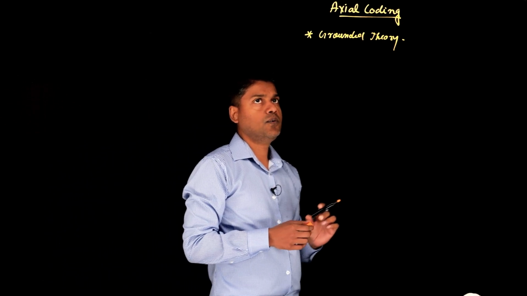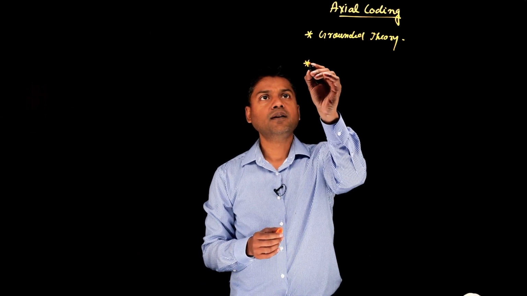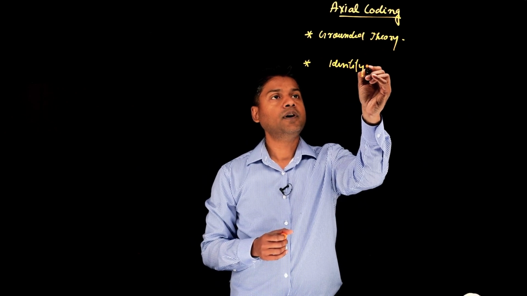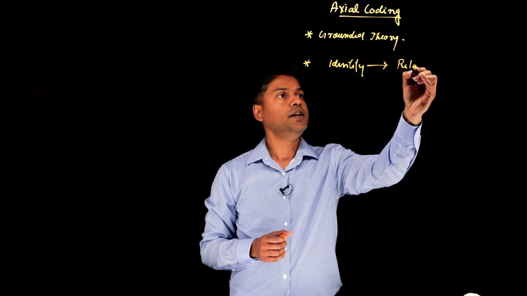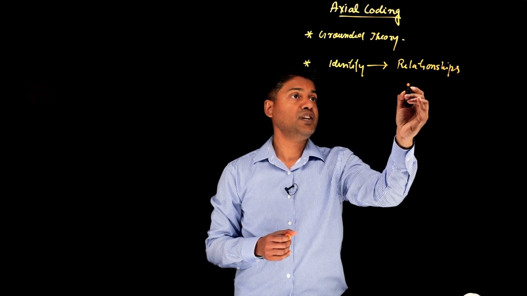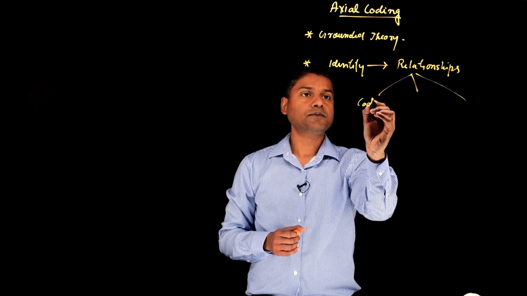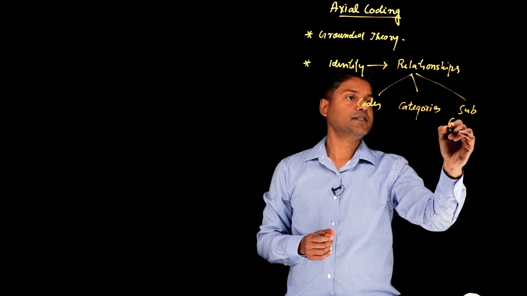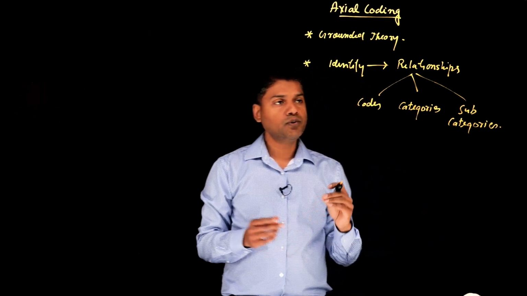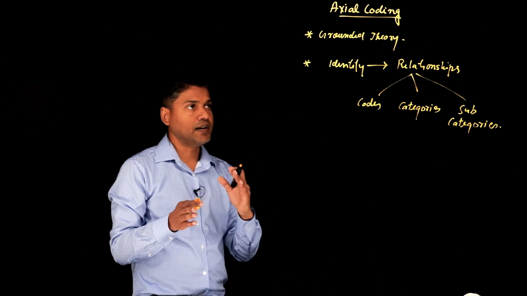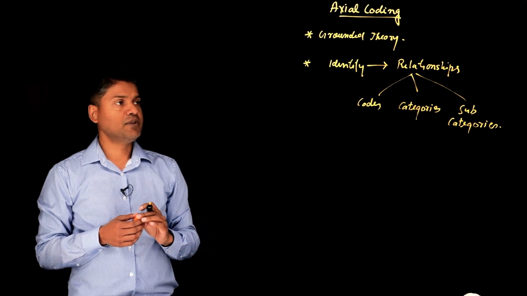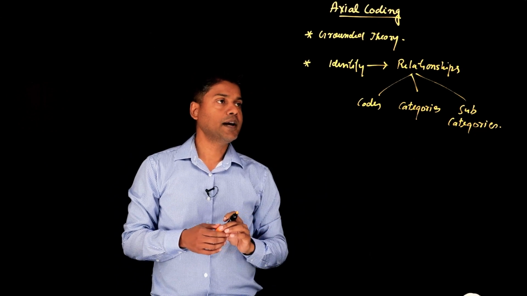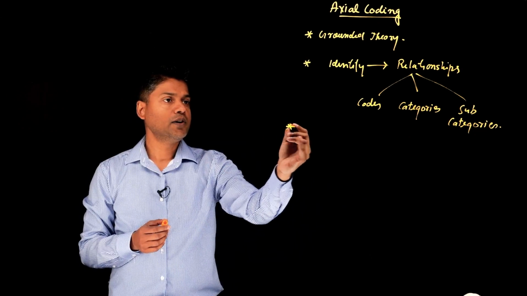So as I said, what happens in axial coding is that it helps you to identify relationships between codes, categories, or subcategories. When you start doing that, it helps you identify the relationship between all codes or between categories or subcategories. Let's see what it looks like.